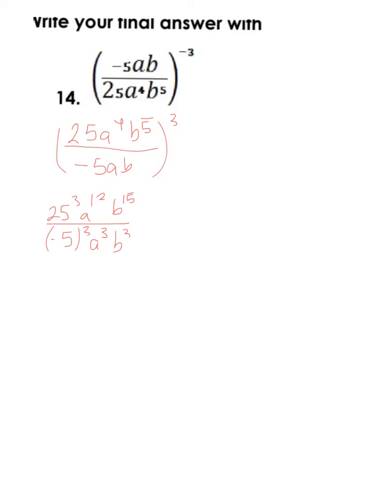And now, when we went to clean it up, this is where my error is. So 25 to the third is going to stay. A to the 12th and a to the third, I can get rid of 3. So that would give me a to the 9th in the numerator. And then b to the third and b to the 15th would give me b to the 12th in the numerator. So down here I'm just left with negative 5 to the third. So the only part that we have to clean up is the 25 to the third.